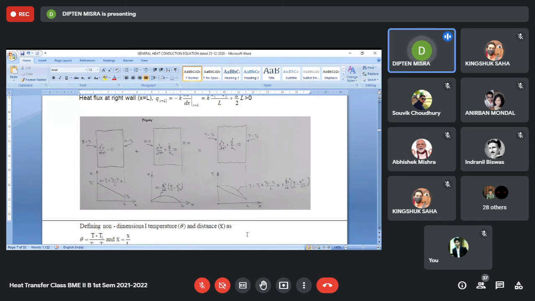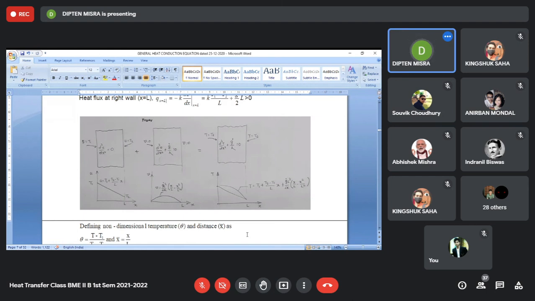Zero is not positive, it may be negative also. Sir, then the condition we wrote here, that heat flux at the right wall may be less than zero also, if G dot L by 2 can be negative. Whatever I have said, if G dot is negative, then it will be the opposite. Okay, first of all. Second thing is, what is G dot?